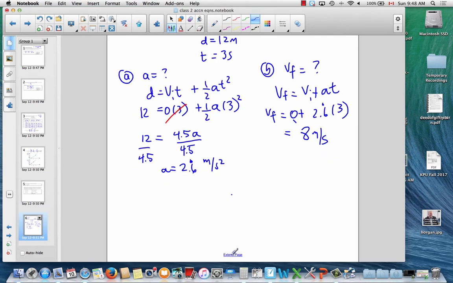And so now we can just draw a conclusion, just put a nice box around it. There's the acceleration of the object, and here is its final speed.